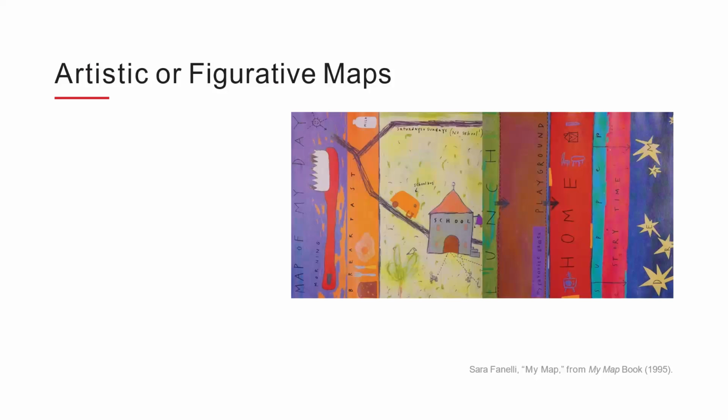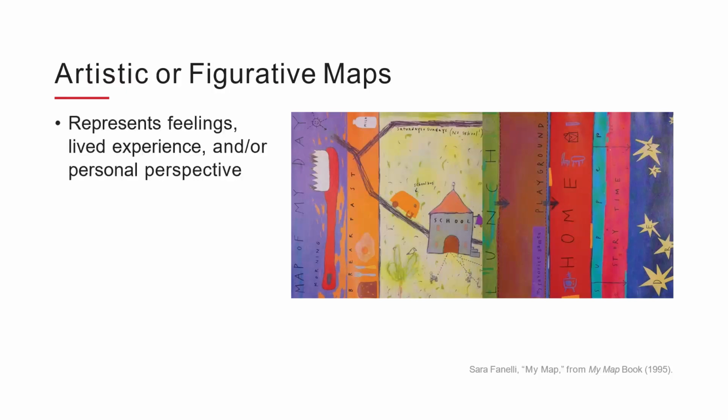Here's an example from the children's book, My Map Book by Sarah Finelli. This shows a map of a child's day, drawn from a child's perspective. It's a map because it's still a visual and symbolic representation of space. It has locations like school, home, and the playground, and it also has a pattern of movement between them. But it's definitely not to scale, judging by the giant toothbrush.